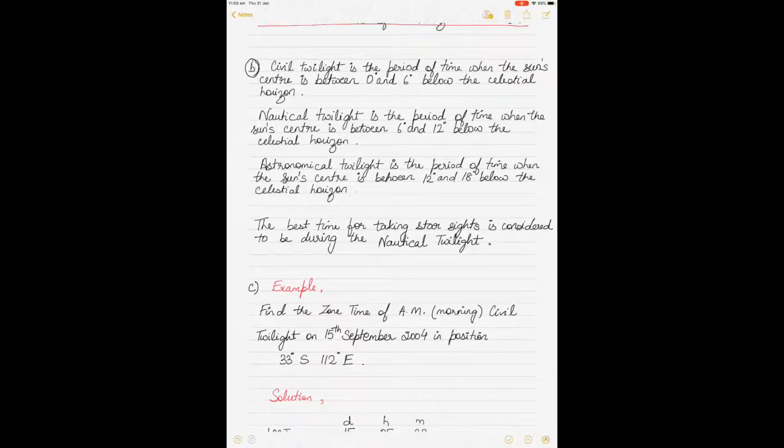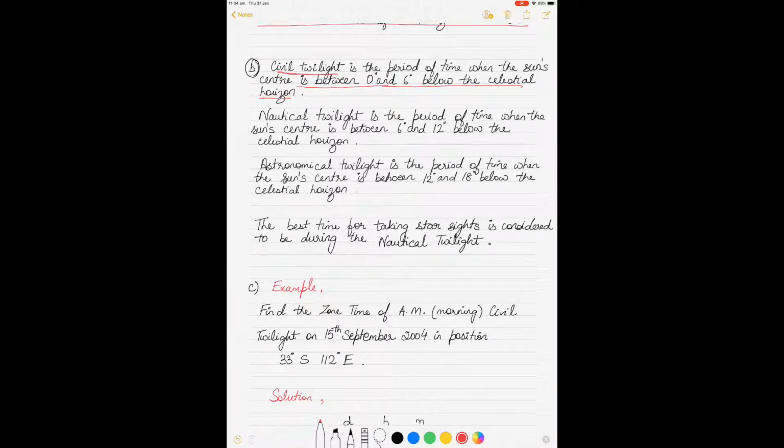So the first type of twilight is your civil twilight. Now civil twilight starts to occur when the sun's center is between 0 degrees when it has just dipped below the celestial horizon up to 6 degrees below the celestial horizon. That is civil twilight. Alright, at this point of time the horizon is bright, you can see the horizon, but the sky is too bright for you to be able to see a star most of the times. Sometimes just towards the beginning or the end of the civil twilight, you can see both the star and the horizon, but most of the times the horizon is bright enough, but the sky is too bright for you to be able to observe all the stars.